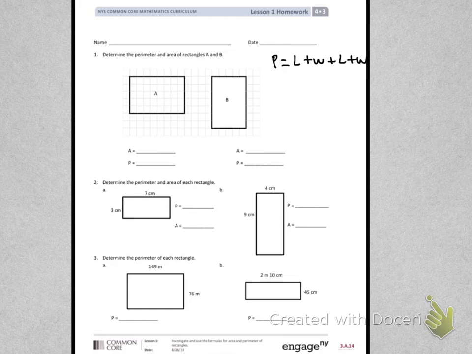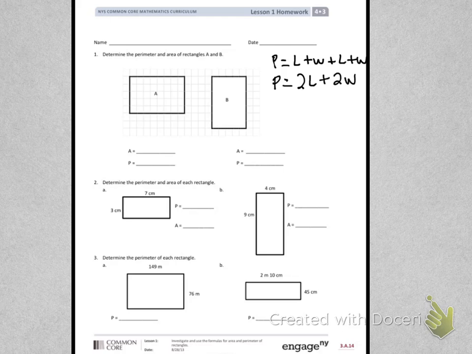The second way that they find the perimeter is realizing if you double the length and double the width and add those together, you get the perimeter all the way around. That perimeter looks like 2L plus 2W.